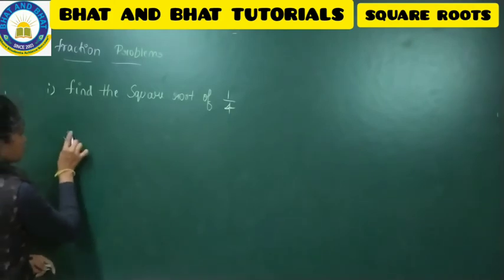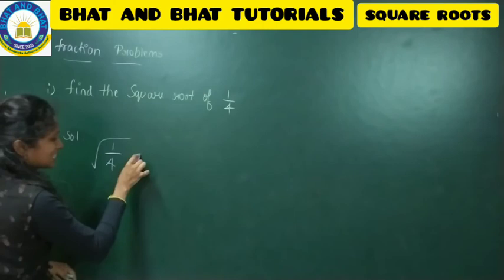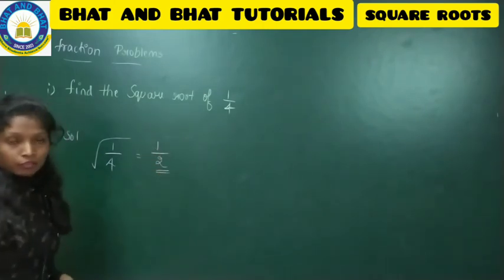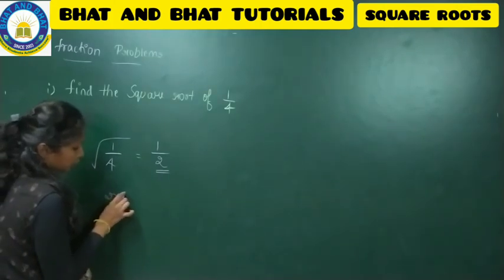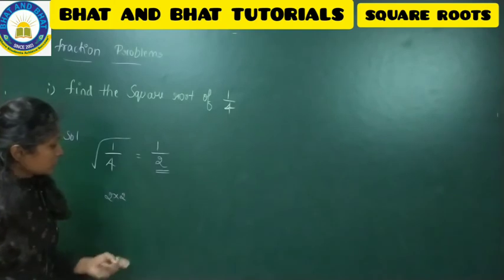So, solution, the square root of 1 by 4 is equal to 1 by 2. This is your answer. How? See, 2 into 2. 2 square is what? 4. Okay. So like this you can write.